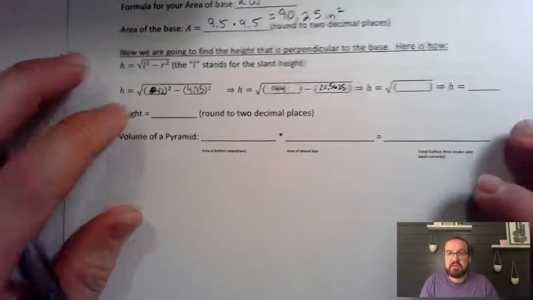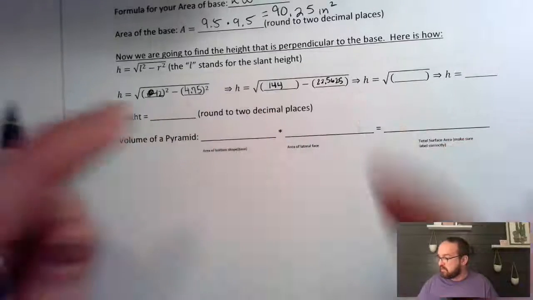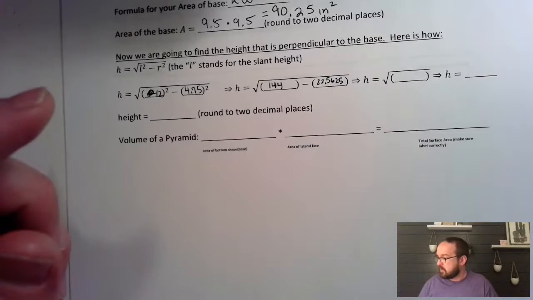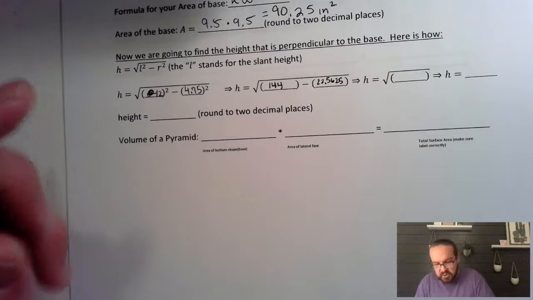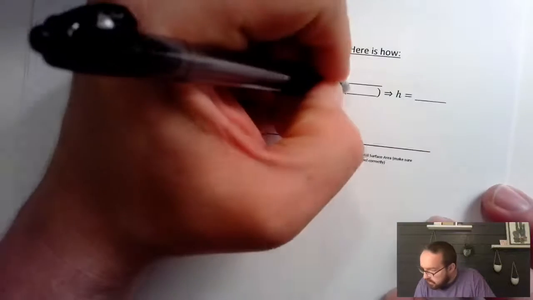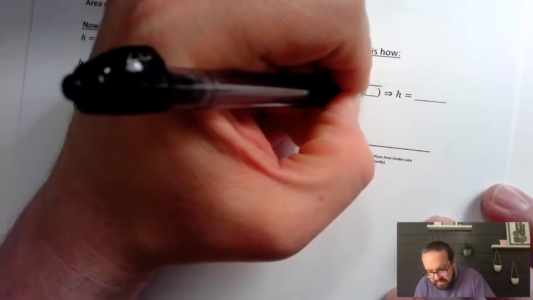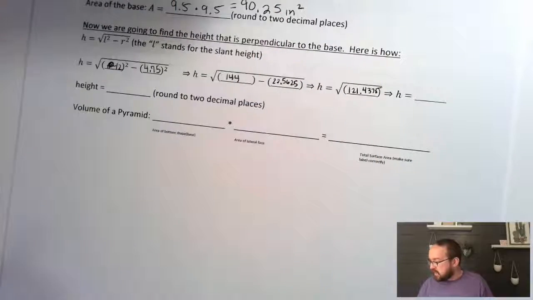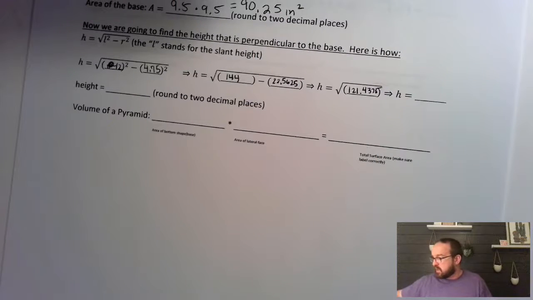So, looks like I have these two numbers. I can just subtract it. And that comes up to be 121.4375. I know that I'm going to need to square root that just based on the way the formula is looking.